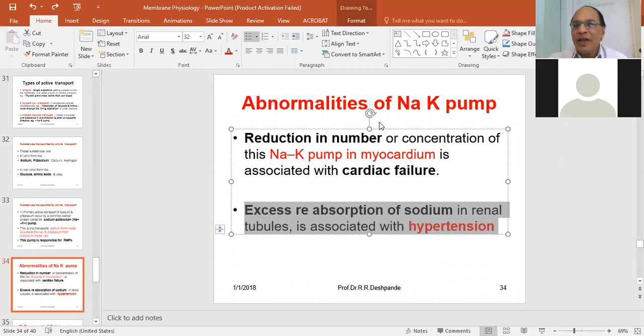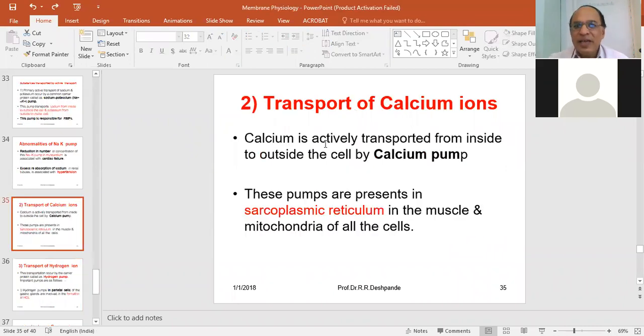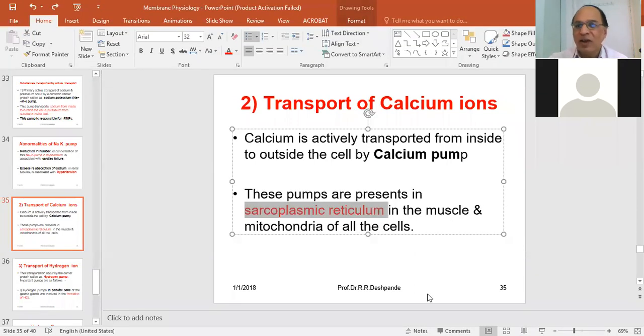Now the transport of calcium ions. Calcium is actively transported from inside to outside by the calcium pump. This pump is always present in the sarcoplasmic reticulum in the muscle. Muscle contraction takes place because of this transport of calcium ions with the calcium pump.